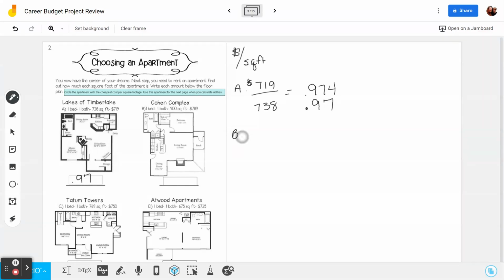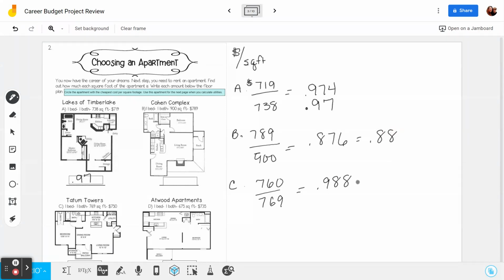So for part B, I'm just going to write these out really quickly. And then for part D, you're doing 735 divided by 675.